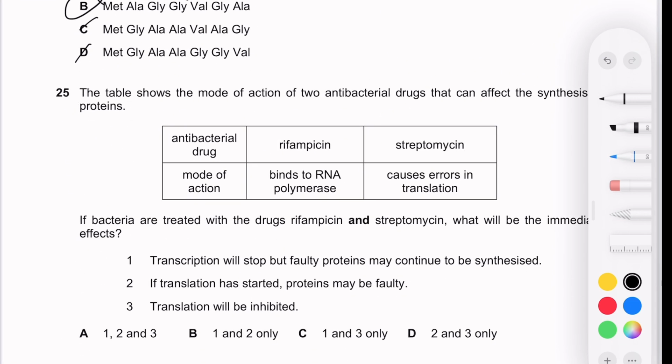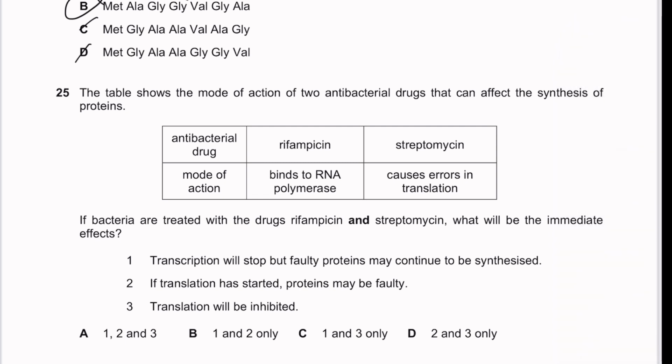Now 25, the table shows the mode of action of 2 antibacterial drugs that can affect the synthesis of proteins. So we have antibacterial drugs, the mode of action is for rifampicin, binds to RNA polymerase. However, for streptomycin, it causes errors in translation. So if bacteria are treated with the drugs rifampicin and streptomycin, what will be the immediate effects? Transcription will stop, but the faulty proteins may continue to be synthesized. Well, that is correct, because streptomycin does not stop translation. However, transcription does stop, so that is correct. If translation has started, proteins may be faulty. Well, that is correct too. And translation may be inhibited, not necessarily. No, it doesn't stop the translation. 1, 2 only, which is B.